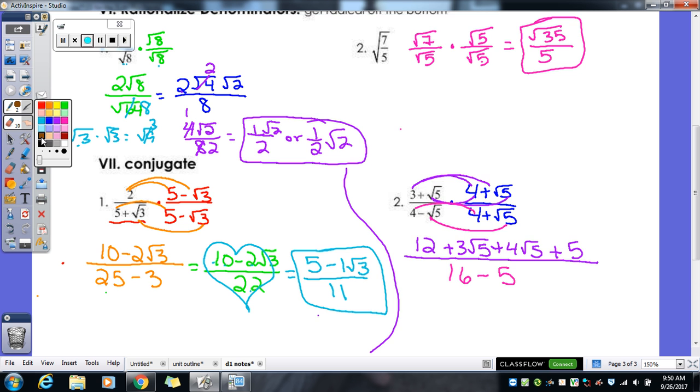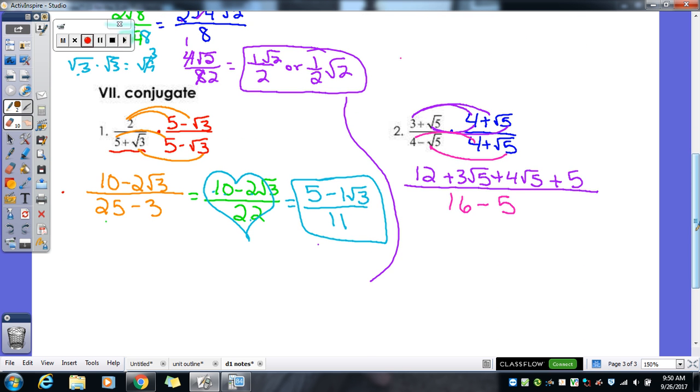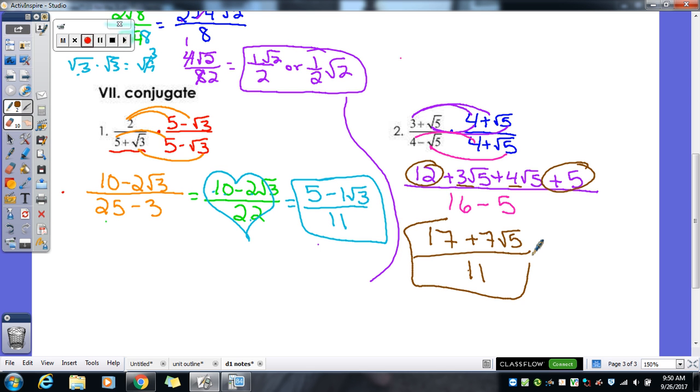So let's clean this up a little bit. So for our numerator, 12 plus the 5, that gives me 17. And then 3 plus the 4 gives me a 7 radical 5. And then in the bottom, the 16 minus 5 gives us 11. So now, is there a number that goes into 17, 7, and 11? Nope, because those are all primes. So there's nothing we can reduce that to. So that's going to be our final answer there.